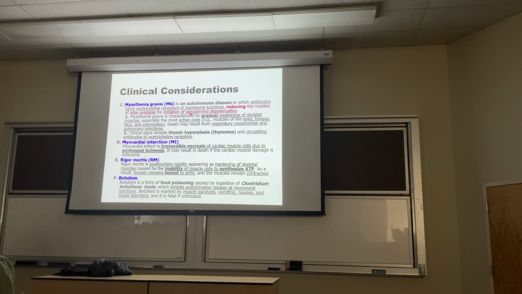Myasthenia gravis is an autoimmune disease where you make antibodies that block the receptors that acetylcholine should bind to. They don't activate the muscle contraction, but they block the ability of acetylcholine to bind. And so this can be a problem.